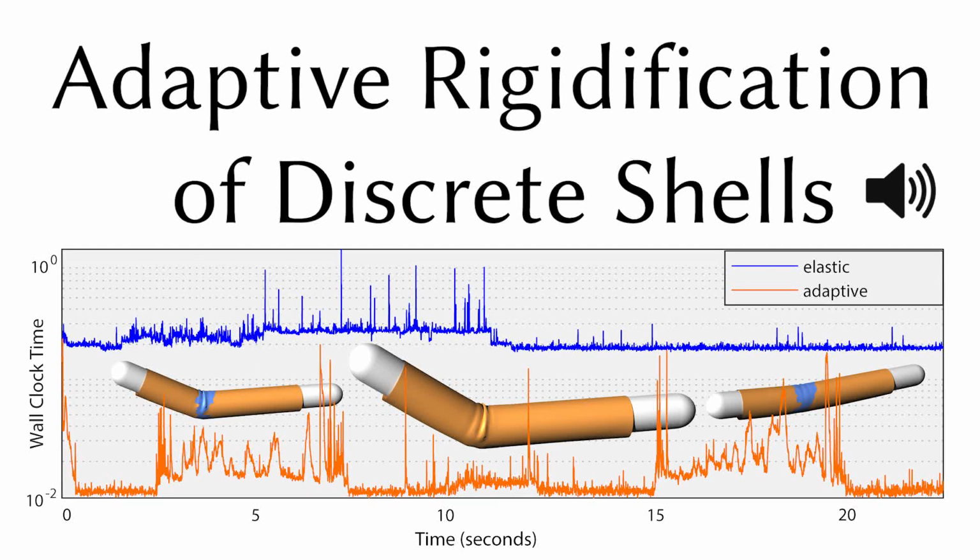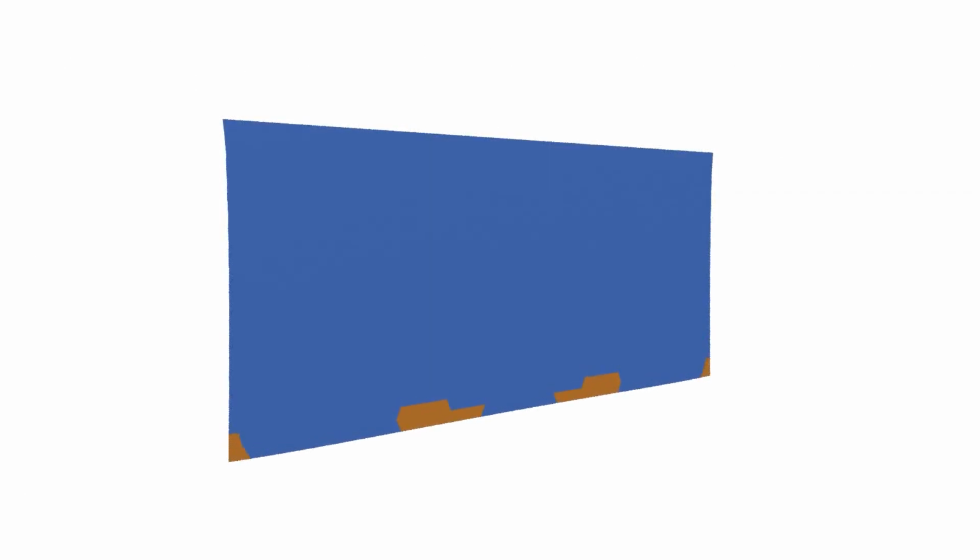We present adaptive rigidification of discrete shells. This follows work on adaptive rigidification of elastic solids, where regions with zero strain rate become rigid, and return to elastic as needed. Shells feature two distinct types of deformation: the planar and bending deformations.